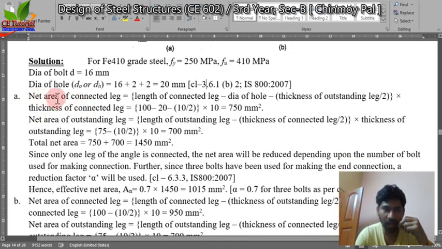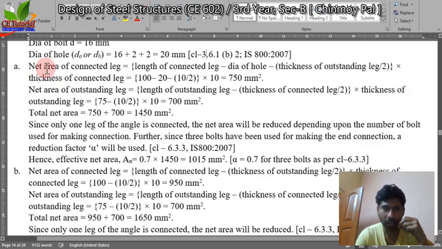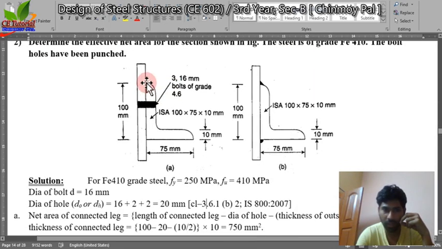Now net area of connected leg. This is the connected leg because this is connected with the gusset plate, and this is called the outstanding leg. This is the connected leg, this is the outstanding leg. So net area for connected leg equals length of the connected leg minus dia of hole minus thickness of outstanding leg by 2 into thickness of the connected leg. We are calculating net area of connected leg. That means this is the connected leg.